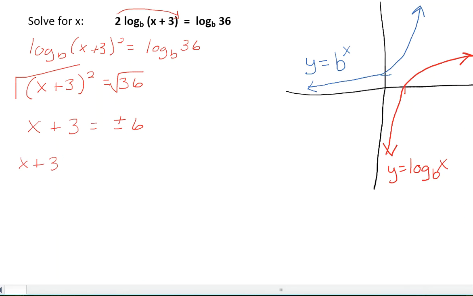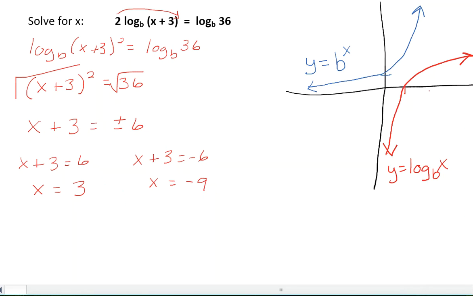So we have x plus 3 equals positive 6. Subtract a 3 from both sides, and one answer is 3. And then x plus 3 equals negative 6. Subtracting a 3 from both sides, we get x is negative 9. Now we have to look very carefully at these answers because one of them is a problem.